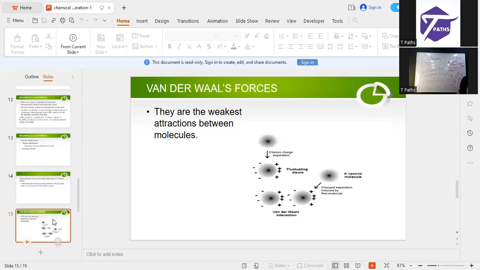You need to understand something; it's very much asked in the exam. What is the cause of the physical state of a compound? The answer is intermolecular forces. Intermolecular forces are the reason why we have solid, liquid, and gaseous states for a compound.